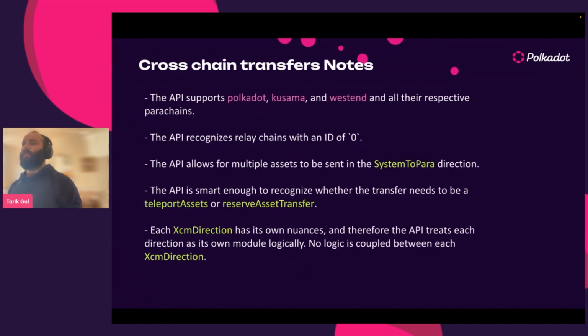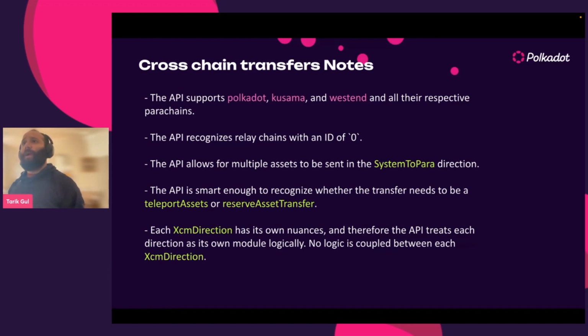So let's go over some notes really quickly on cross-chain transfers. The API supports 3 relay chains, and those are the main ones: Polkadot, Kusama, and Westend, and then all their respective parachains. If your parachain isn't in the registry, as said earlier, you can inject any data that you want. In the Asset Transfer API, we use the number 0 to represent relay chain IDs.